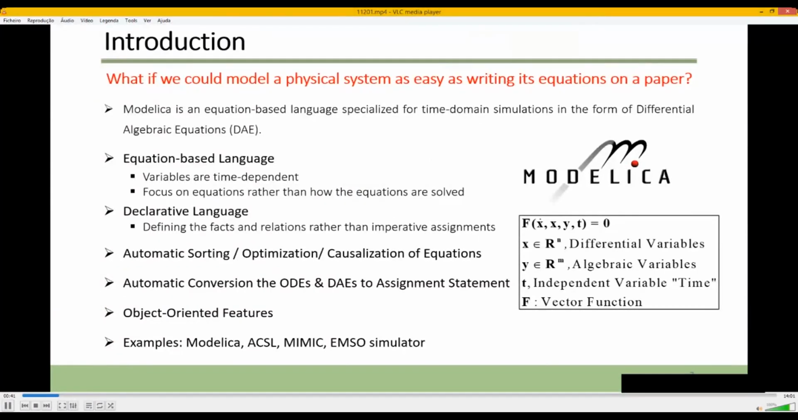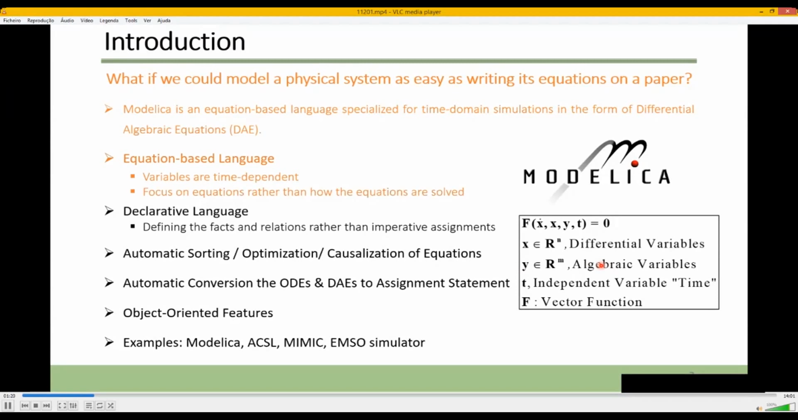Let us start with the question. What if we could model a physical system as easy as writing its equations on a paper? Yes, it's possible. Modelica is an equation-based declarative language specialized for simulation of hybrid physical systems. Each model is described by equations, as opposed to usual programming languages, or to block diagram representations that commonly employ assignment statements. What does equation-based mean? It means the variables are defined as a function of time. The focus is on differential algebraic equations, which describe our dynamic systems.